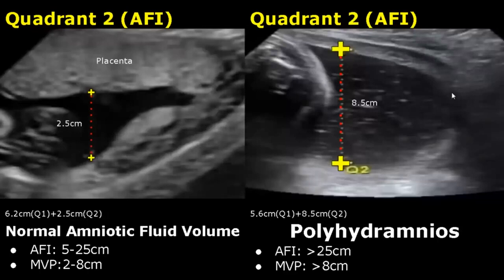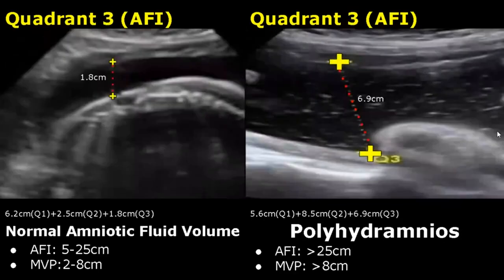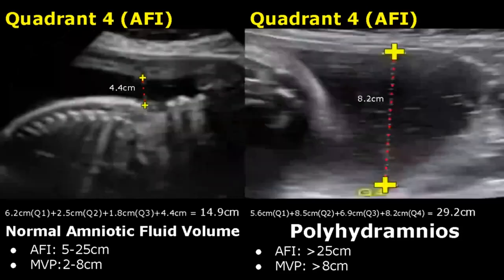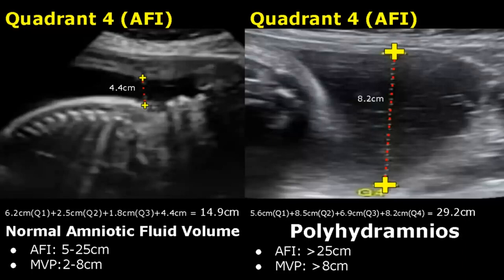We see a large pocket of fluid. The third quadrant measurement is 6.9 centimeters. And the fourth quadrant measurement is 8.2 centimeters. The total sum of all four values is 29.2 centimeters. So this is polyhydramnios because it is more than 25 centimeters.